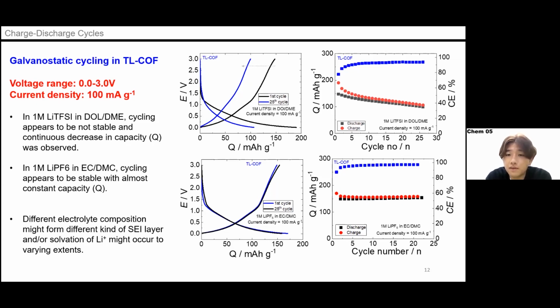Then we can see that for this cycle, different solutions show different performance. We think the reason is that different electrolyte compositions might form different kinds of SEI layer.